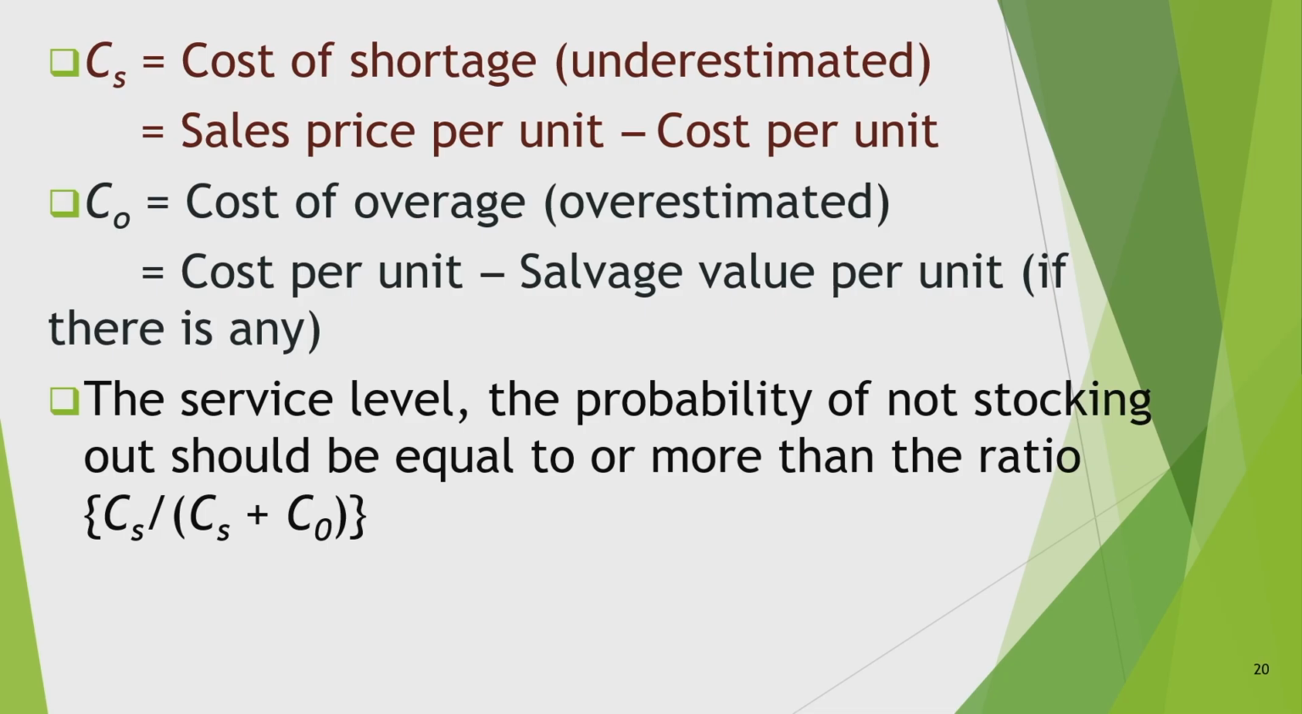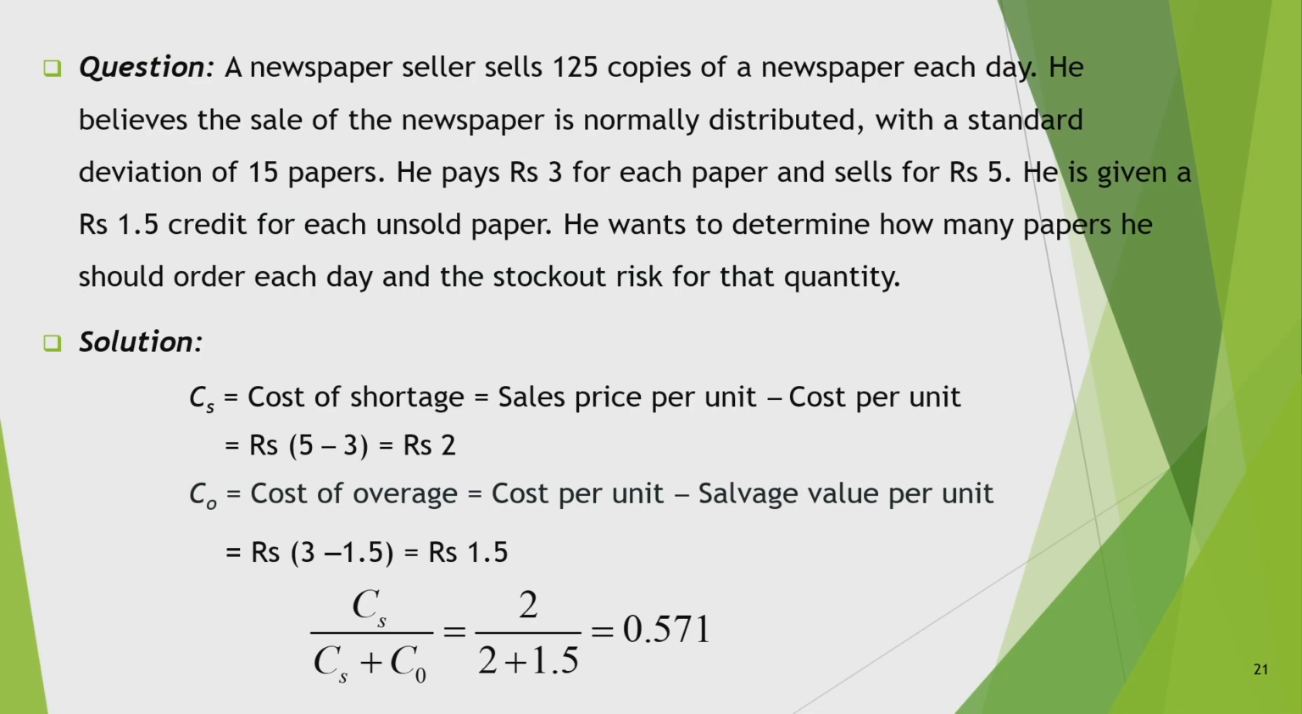The cost of overage is due to overestimation. You overestimated that there would be too much sale, but it was not there. Then you have cost per unit minus salvage value per unit, if there is any. So, you get CO. The service level, the probability of not stocking out, should be equal to or more than the ratio CS divided by CS plus CO. This can be easily proved, but based on intuition also you can make out that the service level or probability should be higher than this.